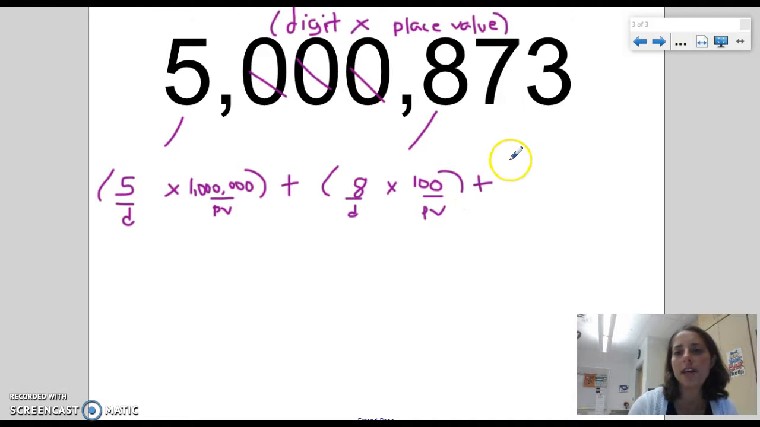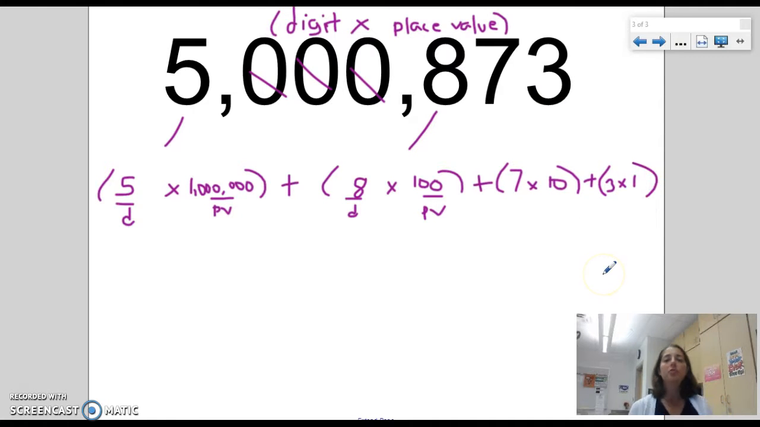Now I'm going to do the 7, same package, digit times place value. It's a 7, and it's a 7 in the tens place. And then of course we have our 3 is the last one. The digit is a 3, and its place value is the ones place. And so you can see here, this would be what new school expanded form looks like. Digit times place value. We're going to combine that with digit times place value.